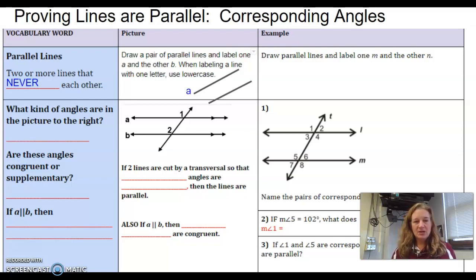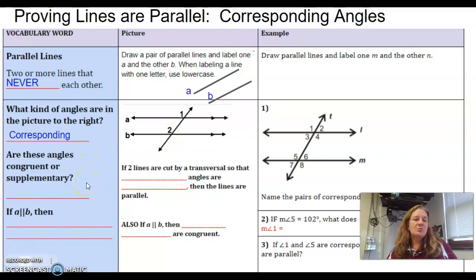And I'm going to draw two lines. One is A and one is B. So now on your notes, I want you guys to draw two parallel lines and label one M and the other one N. Okay? What kind of angles are in the picture to the right? Corresponding. Those are corresponding angles. Look at angle 1 and angle 2. Okay? They're on the same side of the transversal and they're in matching places. So this is in the top left corner, this is in the top left corner.